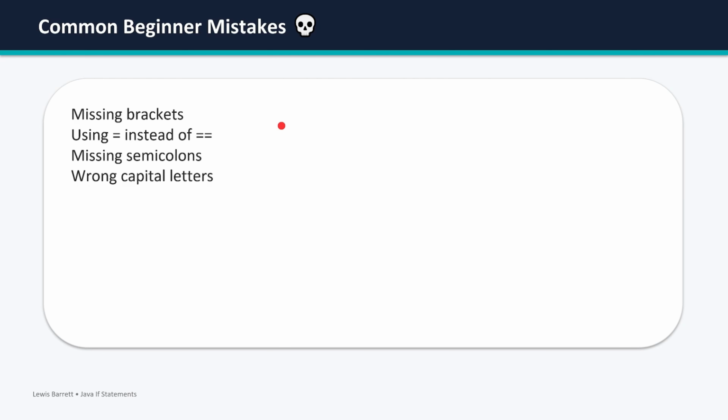Missing semicolons, spelling things incorrectly, and using one equal sign instead of two. That's more common than you think. And incorrect capitalization of letters. Like I said, Java is extremely strict about syntax. One tiny mistake can stop your program from running. It's going to be frustrating. Yeah, it's going to be frustrating.